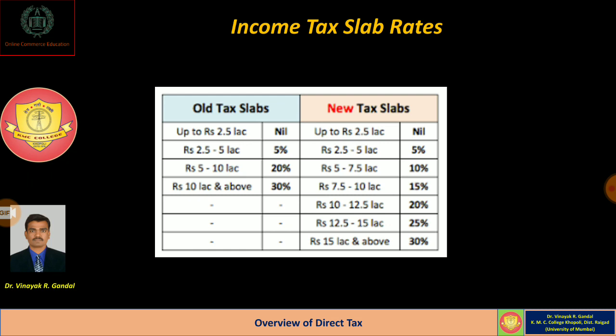Then from 5 lakhs to 7 lakhs 50,000, 10% income tax is to be charged. Then 7 lakhs 50,000 to 10 lakhs, 15% tax is to be charged. Then rupees 10 lakhs to 12 lakhs 50,000, 20% tax is to be charged. And from 12 lakhs 50,000 to 15 lakhs, 25% tax is to be charged. And finally, if income exceeds rupees 15 lakhs, then 30% tax is to be charged.